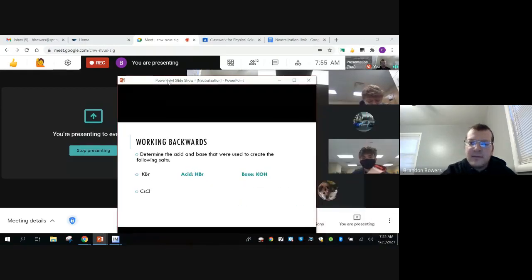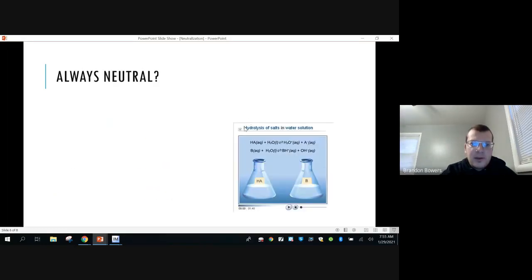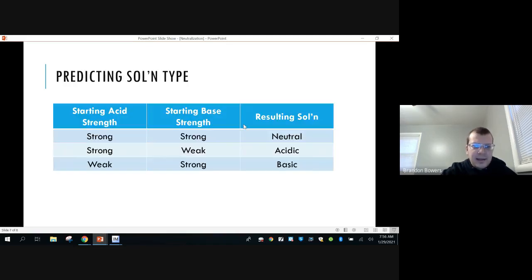All right, to finish off, are these reactions always going to be neutral? In a neutralization reaction, are they always going to be neutral? No. The answer is no. The reason why is this chart right here, and this chart might be something good to write down.